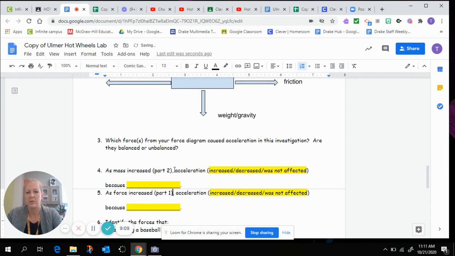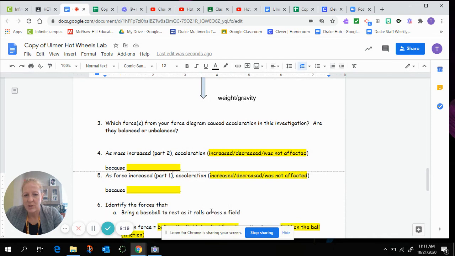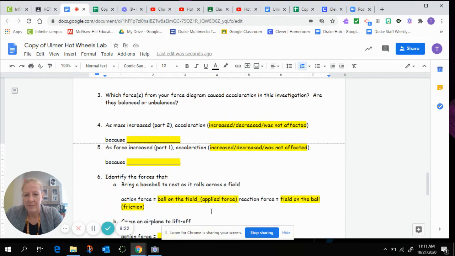Sorry, those are a little out of order. Okay, so in part 1, as the force increased, what happened to the acceleration? Did it increase, decrease, or was it not affected? Okay, and again, you're going to use your graph to determine that.